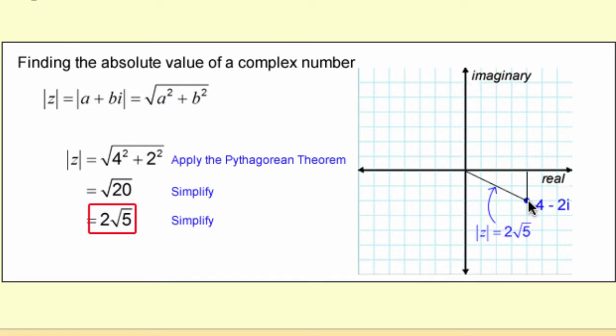You can see it here. And what you do is you use the Pythagorean theorem to find out the hypotenuse of the triangle, and that tells you the absolute value. So in this case, the 4 is the real part, the 2 is the imaginary part, so the absolute value is the square root of 4 squared plus 2 squared, which is the square root of 20, or 2 square roots of 5. So that's how you find the absolute value.